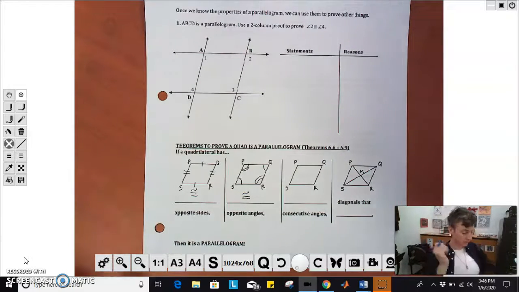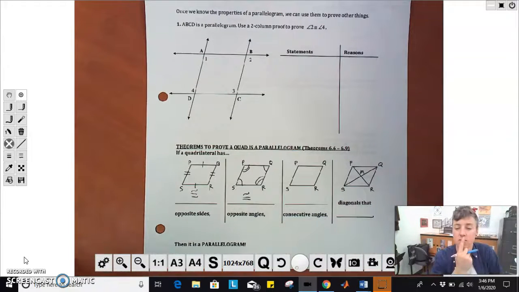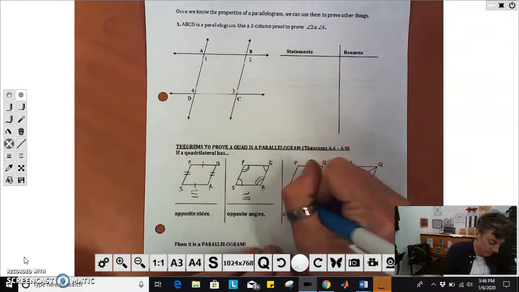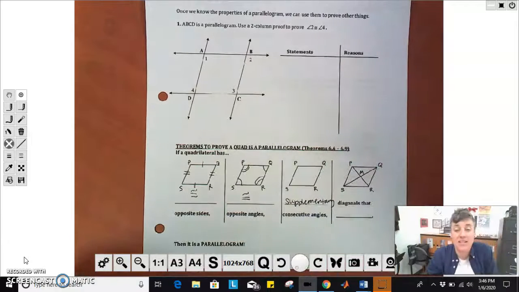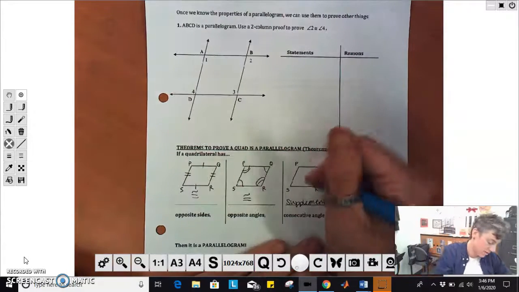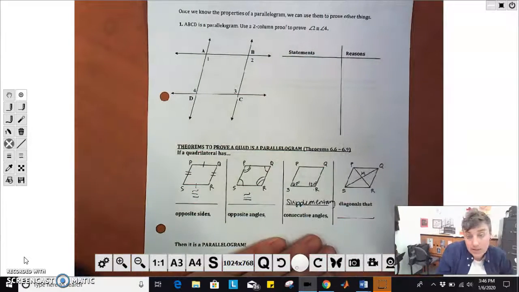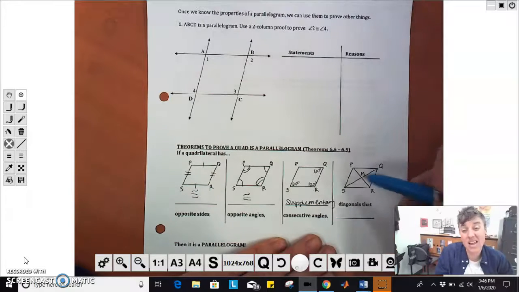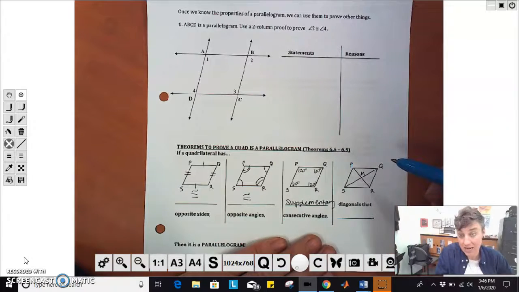Great. If a quadrilateral has, what do we have for the consecutive angles? They need to be supplementary. So if we know that the consecutive angles are supplementary, then we know we have a parallelogram. So remember we said if that was 60, this was 120, because that added up to 180. If that was 120, this needed to be 60, because that adds up to 180. If this is 60, that's got to be 120, because that adds up to 180.